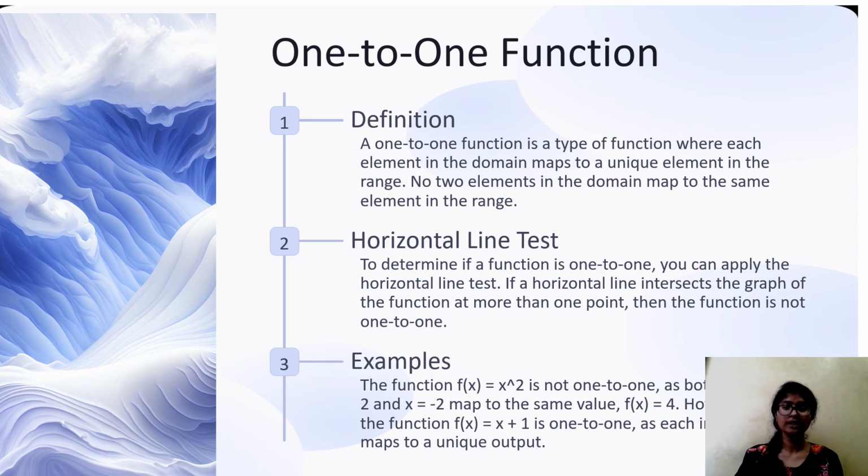For example, the function f of x equals x squared is not one-to-one, as both x equals 2 and x equals minus 2 map to the same value, f of x equals 4. However, the function f of x equals x plus 1 is one-to-one, as each input maps to a unique output.